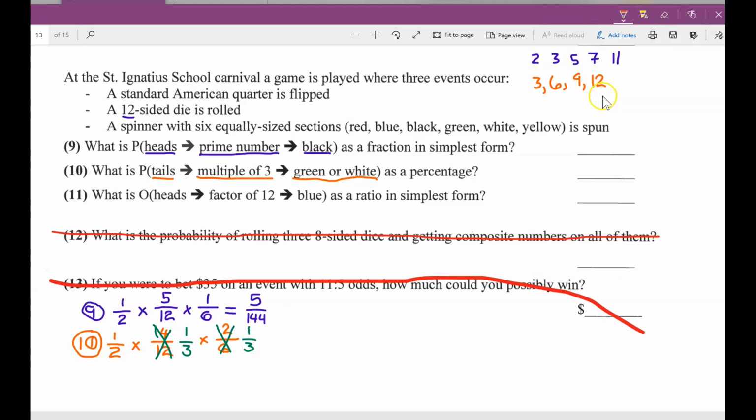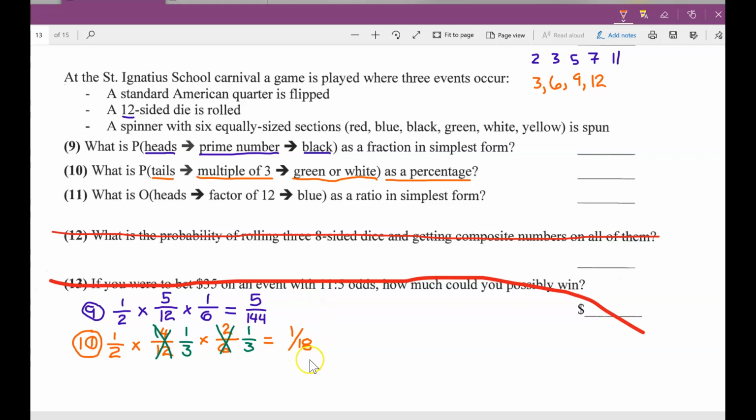So what is our final answer? Now that we've simplified, we can multiply. Across the top now we have 1 times 1 times 1. That of course is 1. And across the bottom we have 2 times 3 times 3. 2 times 3 is 6. Times 3 is 18. But wait, the problem says we want the answer as a percentage.